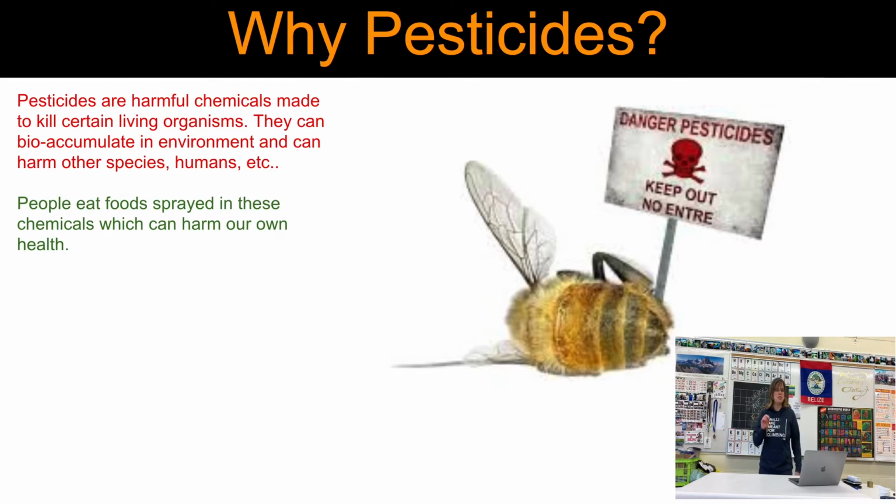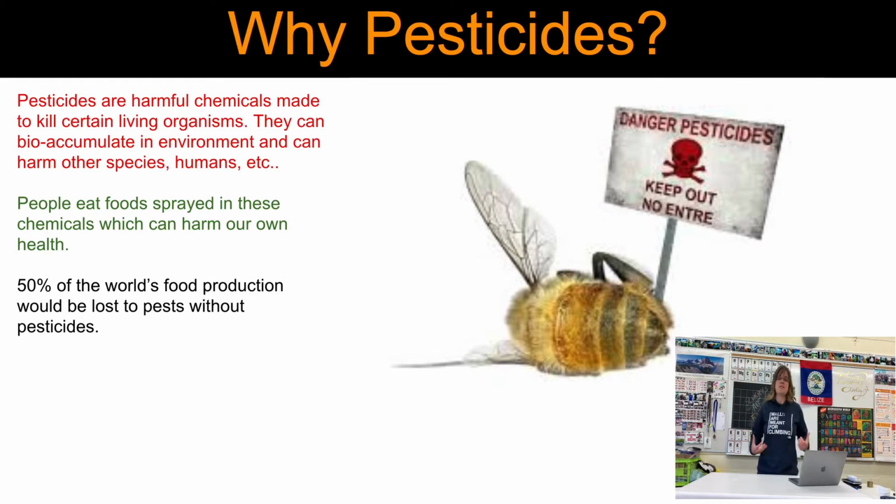People eat foods sprayed in these chemicals which can harm our own health, which is why a lot of people buy organic, or why we really want to make sure that we wash our vegetables really well so that it doesn't have pesticides on it and we don't get that. 50% of the world's food production would be lost to pests without pesticides. I mean, guys, we have to use pesticides because think about all of the bugs that are wanting to eat our food.